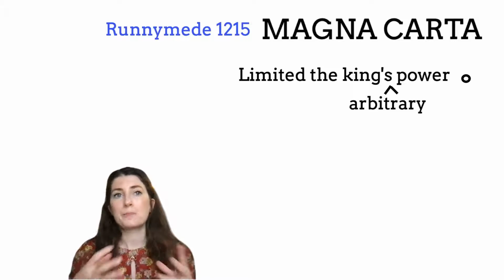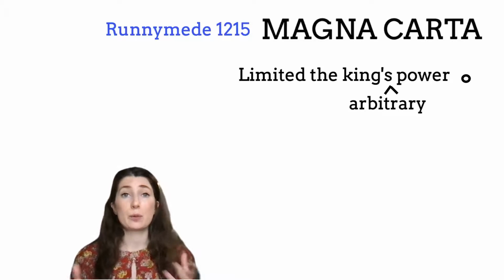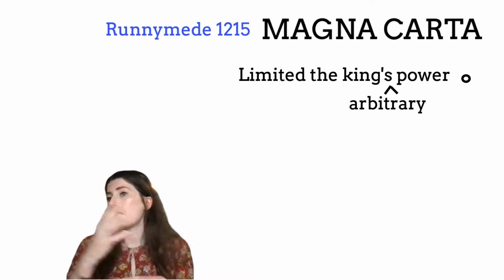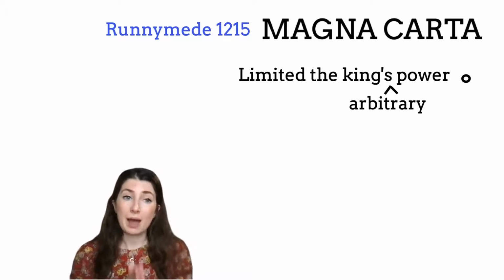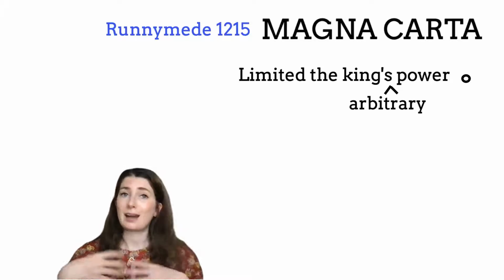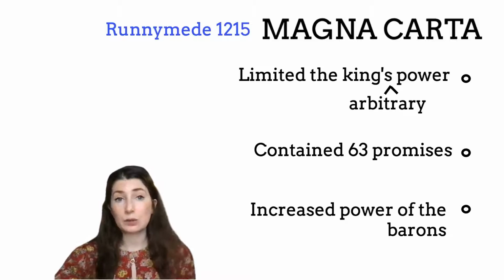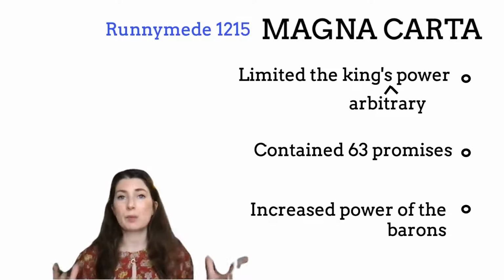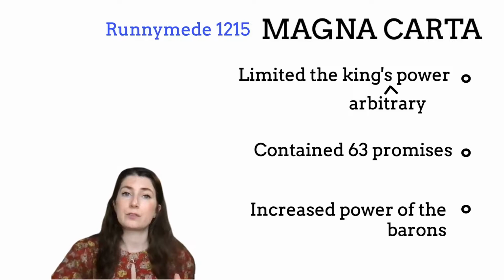Now, arbitrary is a word we can use to describe when a king essentially is able to do whatever he likes. He can do this, he can do that. No one has the power to stop him. So Magna Carta was the first document that really started limiting that arbitrary power the king had. It had 63 promises and it increased the power of the barons. So that's my basic overview of what Magna Carta achieved.